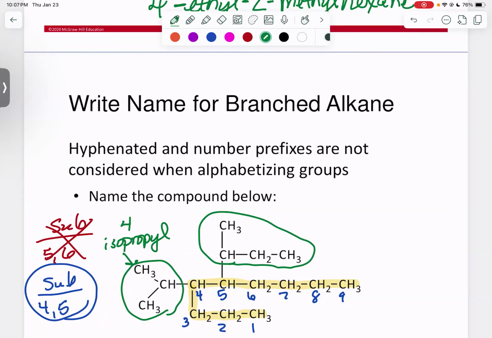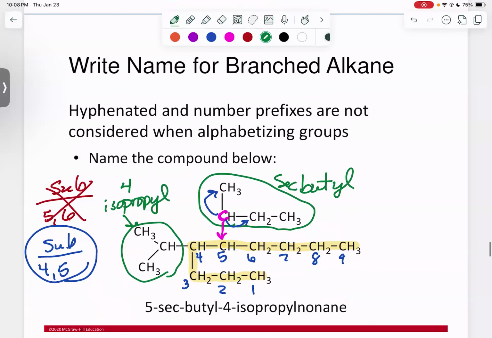Then I have another group. There are 4 carbons in the group. 4 carbons would be butyl. And if I look at this carbon here, this is the carbon that's bound to the parent. And it's bound to 2 other carbons, right? That would be the sec-butyl because it's a secondary. So I'm using the common name. You could go back and do the IUPAC if you wanted.